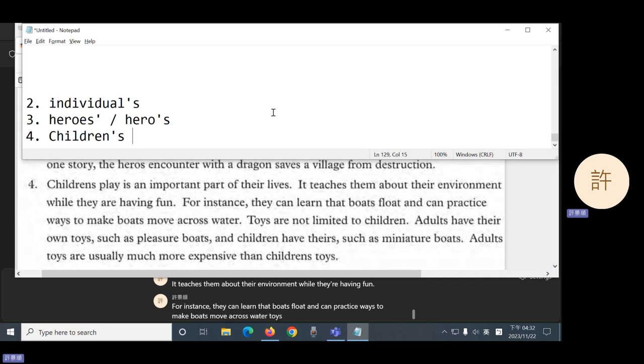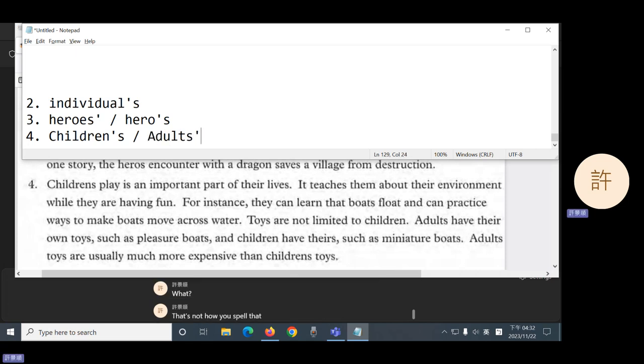Toys are not limited to children. Adults have their own toys, such as pleasure boats, and children have theirs, such as miniature boats. Adults' toys are usually much more expensive than children's toys. Okay, questions?